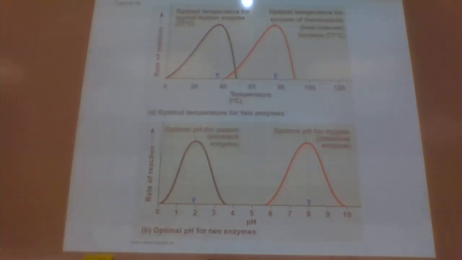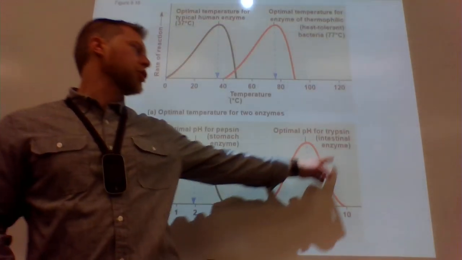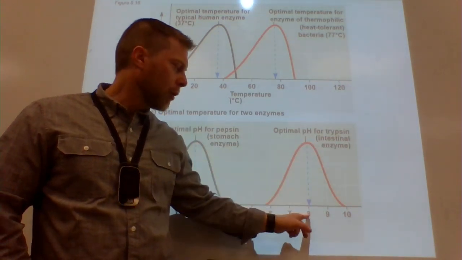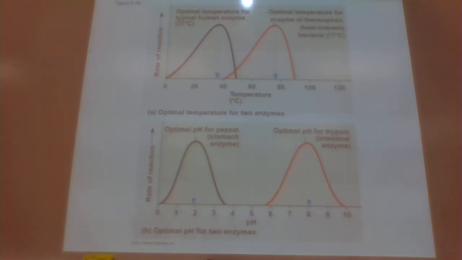You see in the diagram, it's actually a little bit less than 2, which is extremely what? Acidic. So this enzyme works in very, very acidic conditions. In your small intestines, you have an enzyme called trypsin. And trypsin works at a pH of 8, which is slightly what? Basic. So you have two enzymes, both within your digestive tract. One which is working at extremely acidic conditions, and one that works at basic conditions.